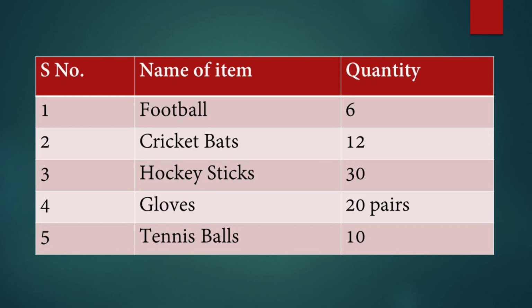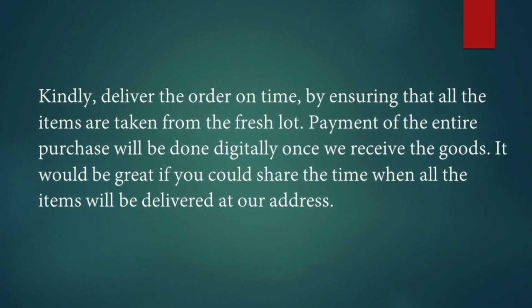In placing an order letter, the second paragraph is always the tabular column of the list of items that you want. That should be put in the form of a tabular column. And what are the columns it should have? Serial number, name of the item and quantity. So, you can look at the example how I have given here. In this letter, somebody is ordering sports goods. Okay, so you can see football, cricket bat, hockey stick, gloves, tennis balls, etc. So write the name of the item and how much of each is required.